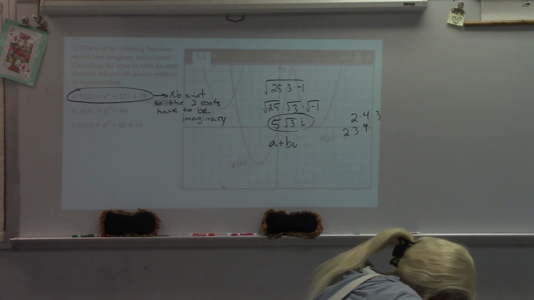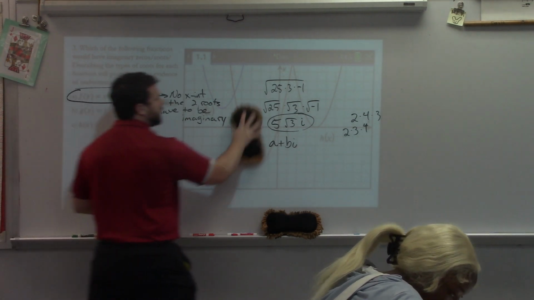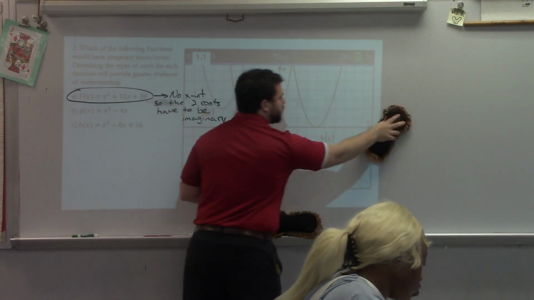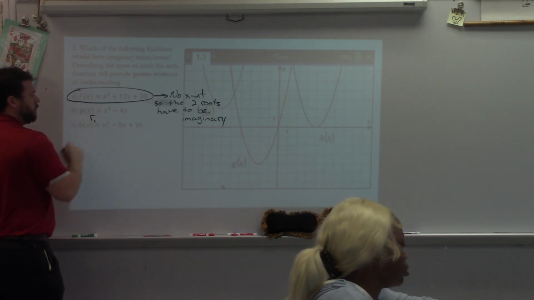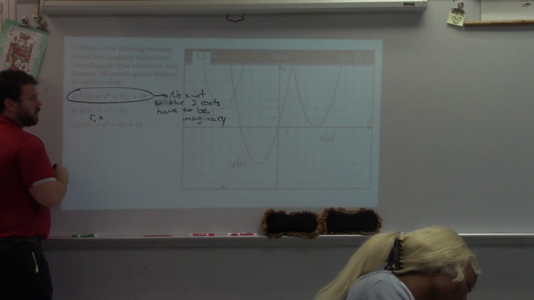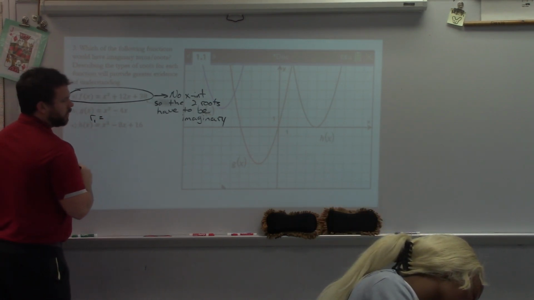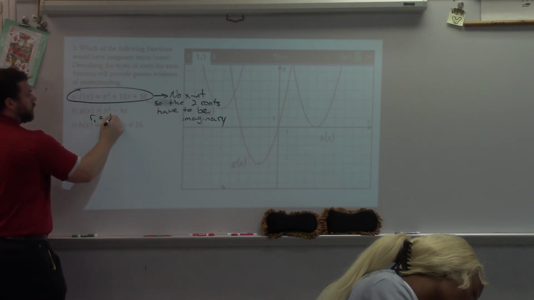With g of x, how do I know there's real roots? Or what could I identify to show that there's real roots? Does anyone know what the roots are for g of x? -4. Oh, I just realized that graph is wrong.